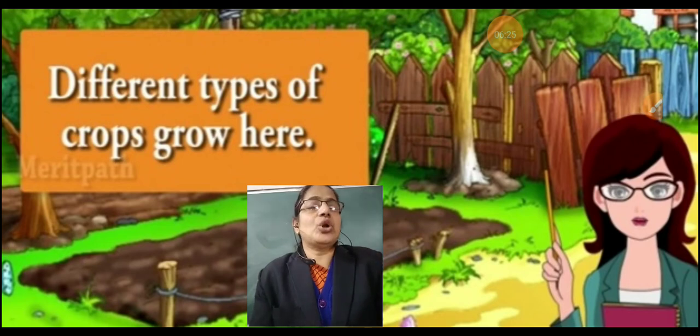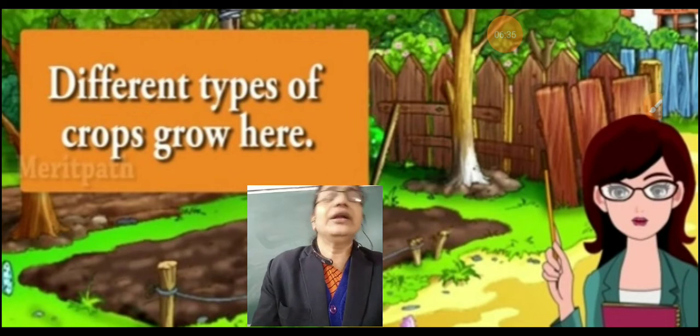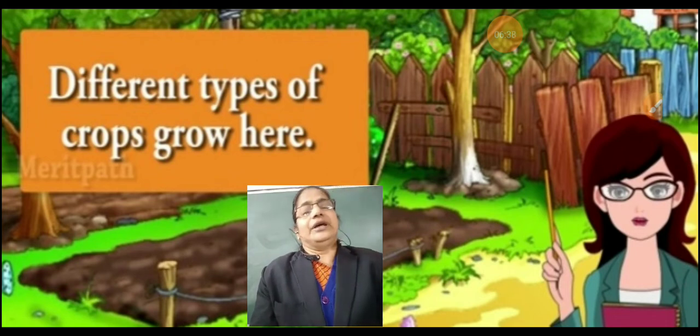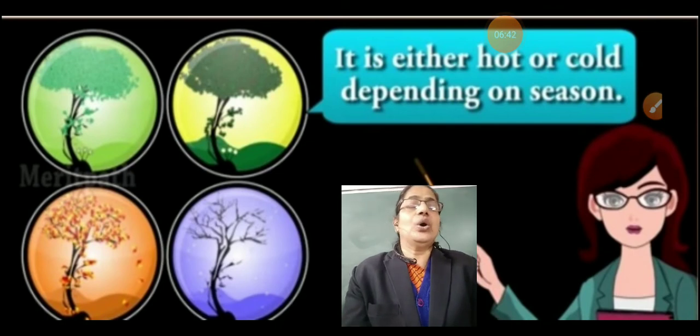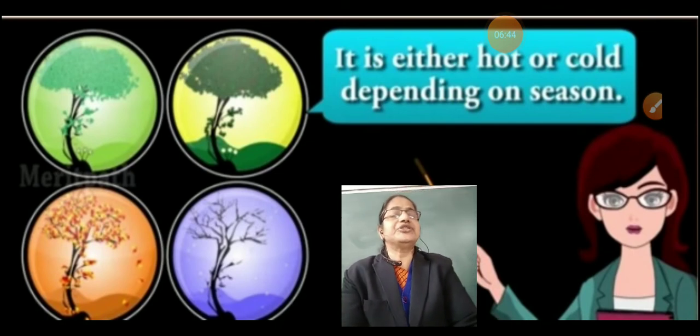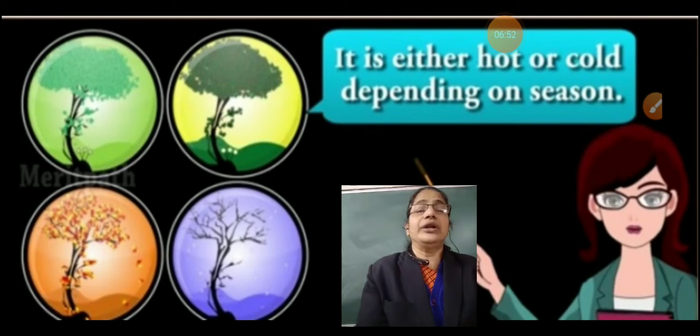Different types of crops grow here. Okay, अलग अलग प्रकार की खेतियों का काम प्लेन लैंड पे करता है. ओके, किसान वहाँ पर प्लेन जमीन पर काम करता है. Here it is either hot or cold depending on the season. और सीजन के हिसाब से हमारा इधर भी मौसम चेंज होता है, हॉट सीजन और कोल्ड सीजन.